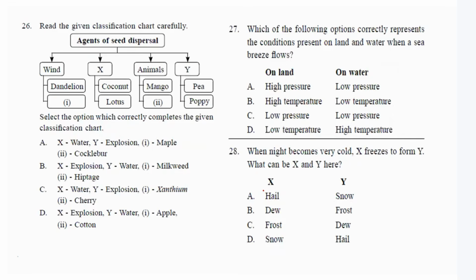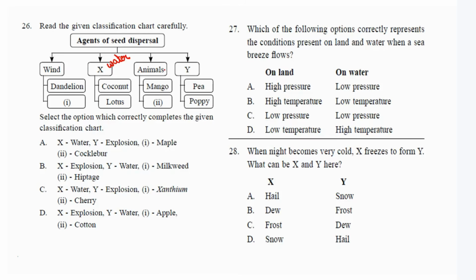Coming to question number 26. In question number 26, a classification chart is given. So this is the classification chart that includes agent of seed dispersal. That means how the seed is being dispersed from one place to another and reproduced. So the first one is wind. X is coconut and lotus. So coconut and lotus can be easily transported by water. So X can be water, right?